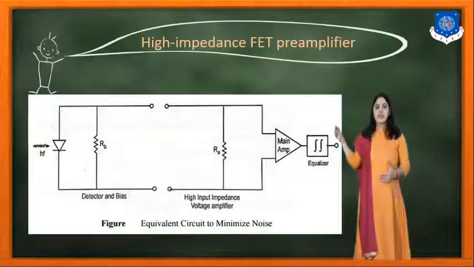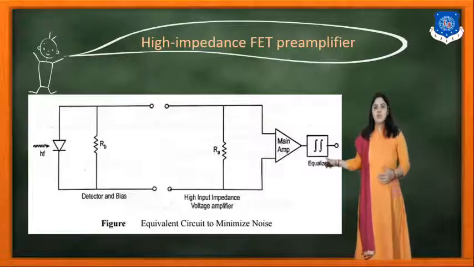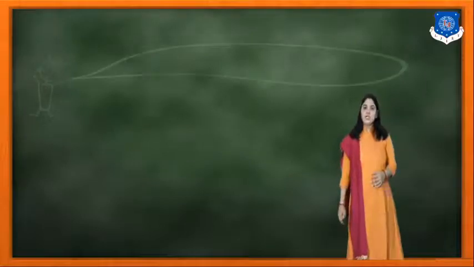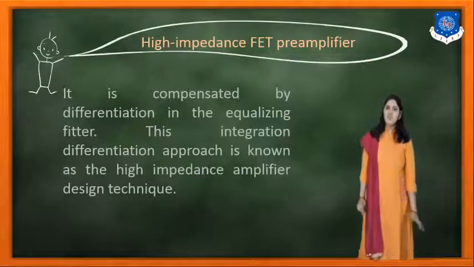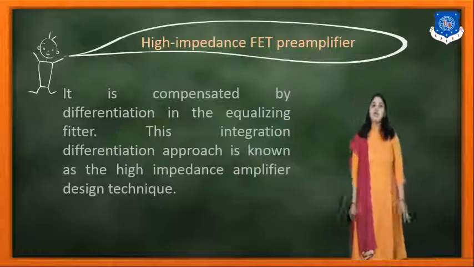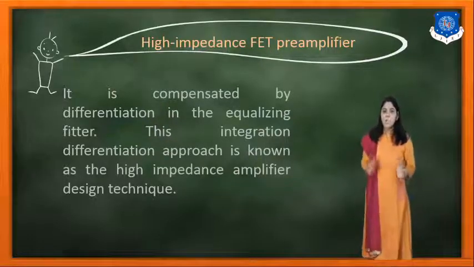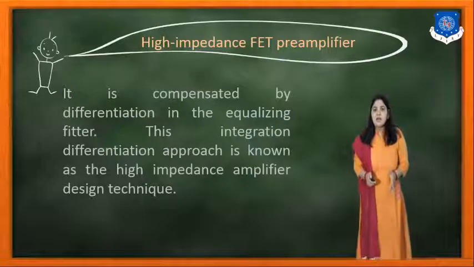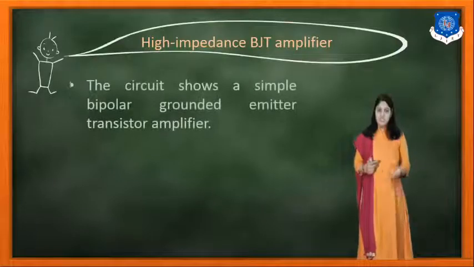Now the diagram that you can see over here is the equivalent circuit to minimize the noise. Here you can see the equalizer, which can be attached to minimize the noise. So it is compensated by differentiation in the equalizing filter. This integration and differentiation approach is known as the high impedance amplifier design technique.